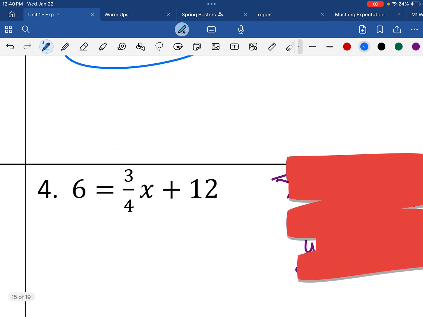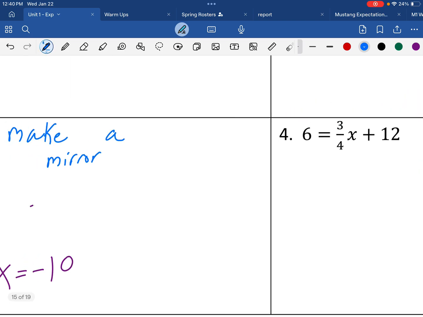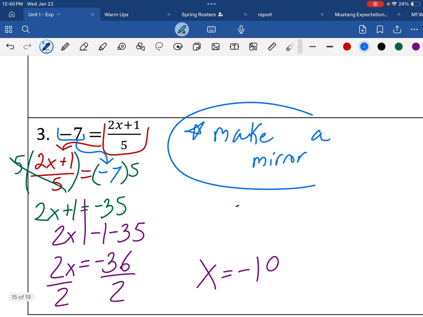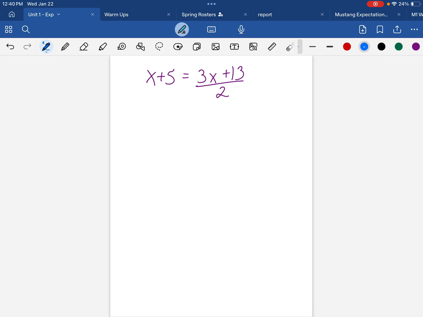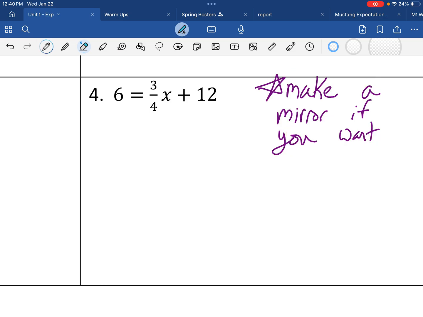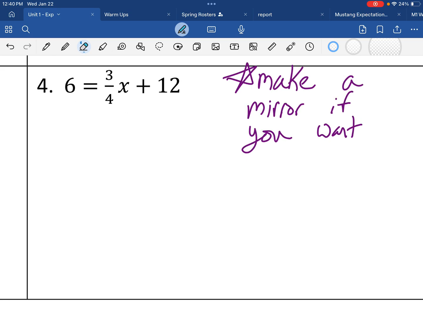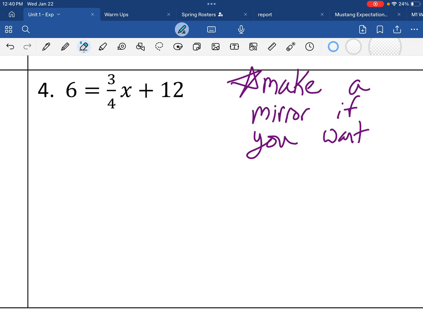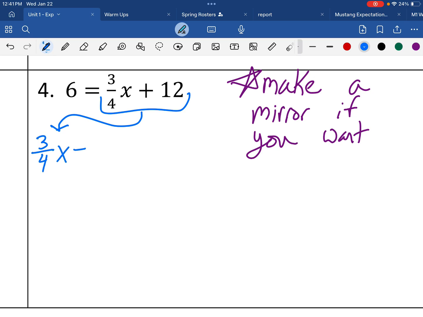Okay, let's go down to number 4, the last one. Think about how on the one over here, we made a mirror. If you want to, you can make a mirror if you want, but you are not going to be wrong if you don't. You guys go ahead and try it. I'm going to make a mirror because for me, that's just a little bit easier.